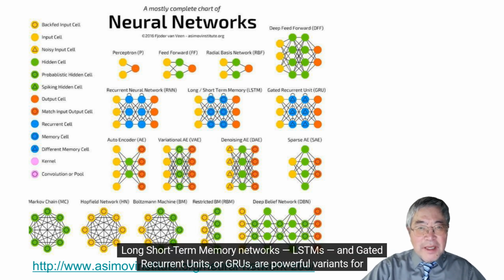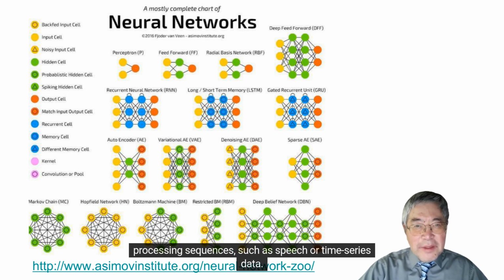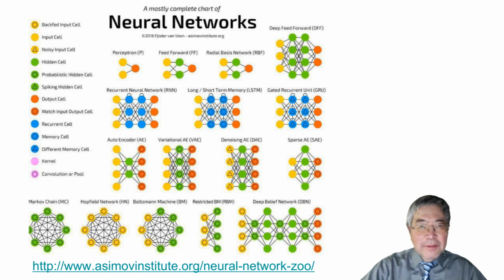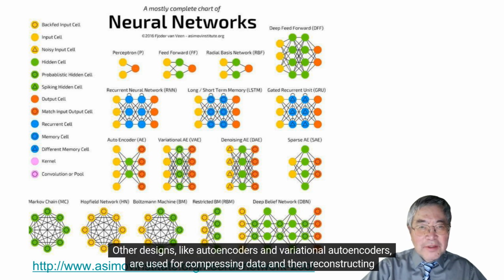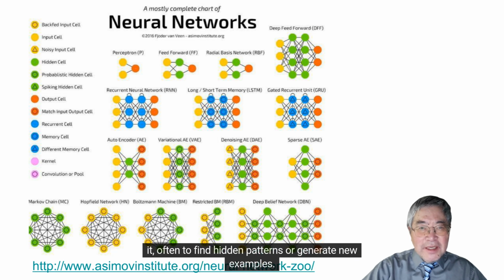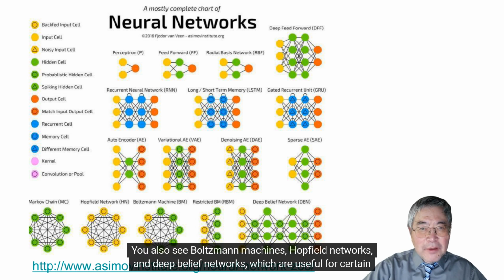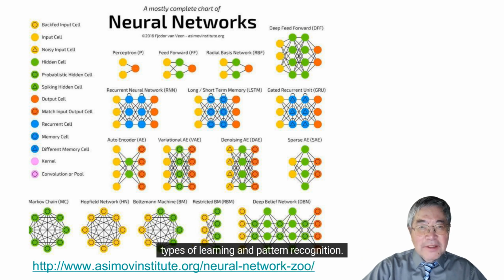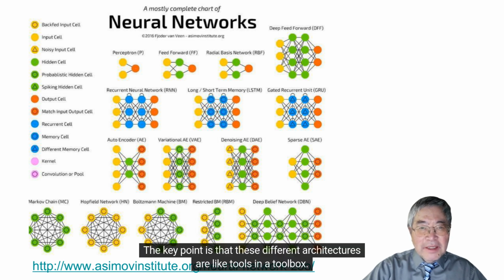Long short-term memory networks, LSTMs, and gated recurrent units, or GRUs, are powerful variants for processing sequences such as speech or time series data. Other designs, like autoencoders and variational autoencoders, are used for compressing data and then reconstructing it, often to find hidden patterns or generate new examples. You also see Boltzmann machines, Hopfield networks, and deep belief networks, which are useful for certain types of learning and pattern recognition. The key point is that these different architectures are like tools in a toolbox.